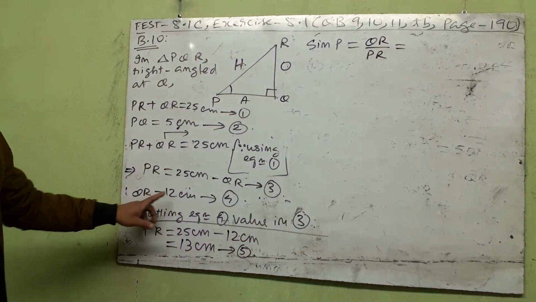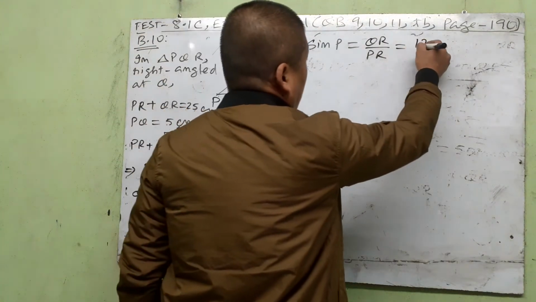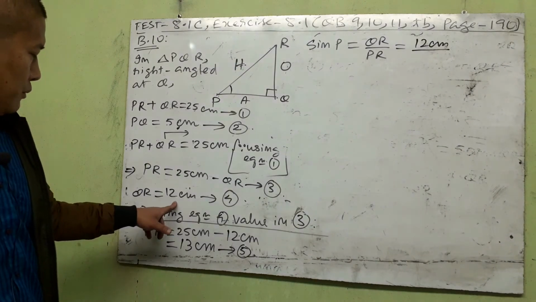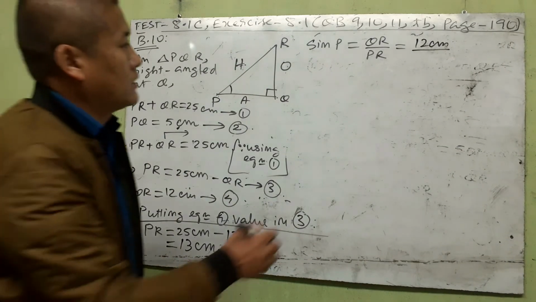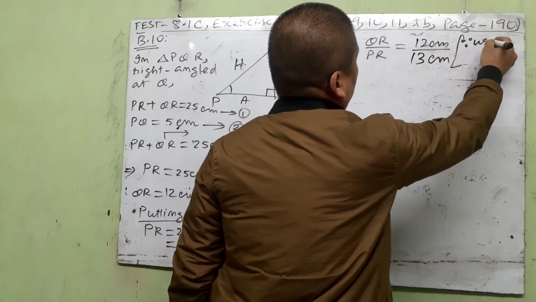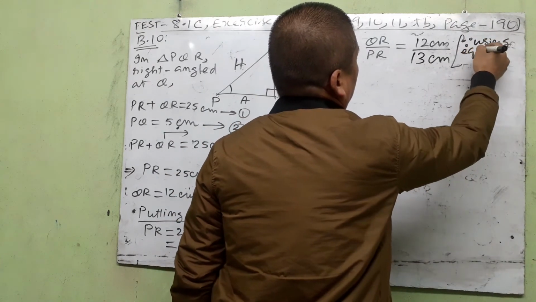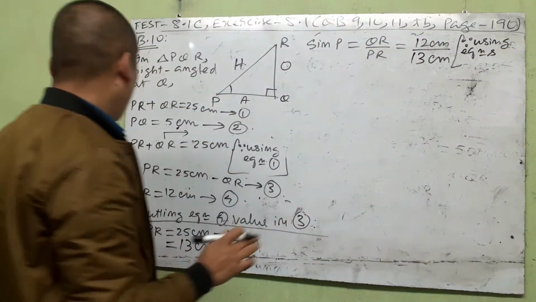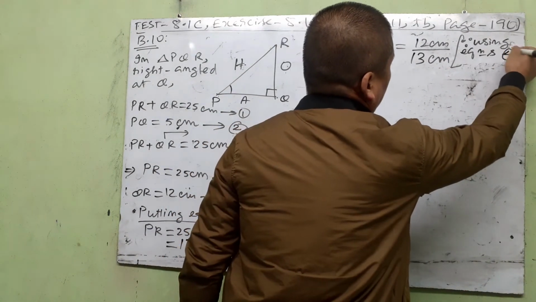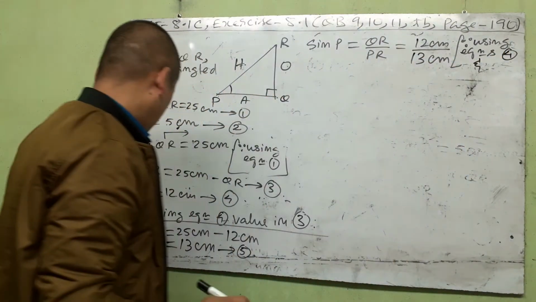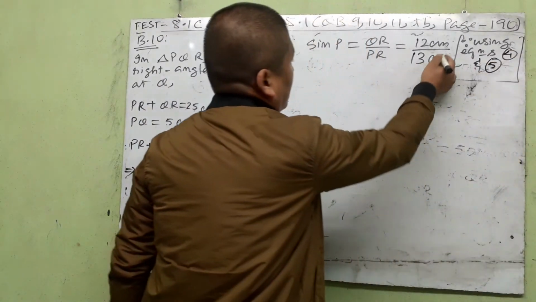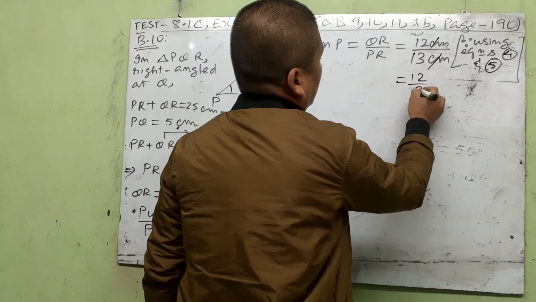QR, you can see here, is 12 centimeter, by PR. So PR is here. You found out 13 centimeter. You can write here, since using equations, QR is from equation 4, and then PR is 13, which you're finding from equation 5. So these two cancel, so your answer is 12 by 13.